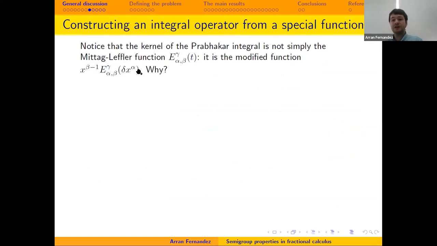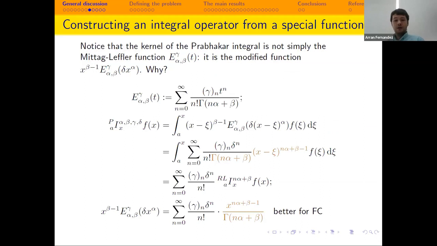So why do we do this modification? What is the reason? The reason is, here is the original Mittag-Leffler function, E alpha beta gamma. Prabhakar integral is defined like this. Now, if we write this kernel as a series, a Taylor series, what is the form of this series exactly? We're taking the thing inside the brackets to the power of n. So we have delta to the power of n, that's a constant, forget that. We have x minus xi to the power alpha to the power n. So we've got an exponent of n alpha. We also have this multiplier, beta minus 1. So our exponent is n alpha plus beta minus 1.